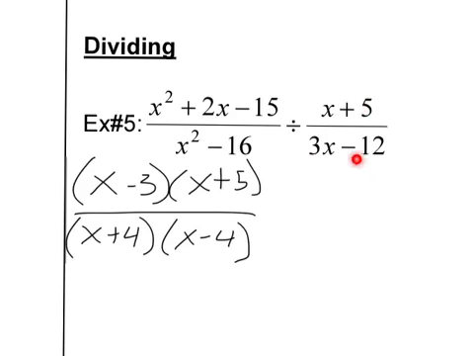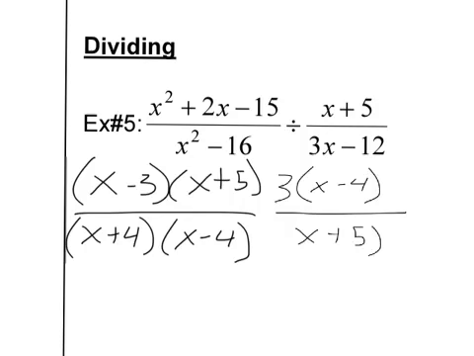Now here's the only thing. Remember that dividing by a fraction is the same thing as multiplying by its reciprocal. So we're going to take this and factor it and put it on top. Well, we can pull a 3 out of this and get 3 times x minus 4. And then on bottom we'll put the x plus 5. And that's it. That's how we do that.